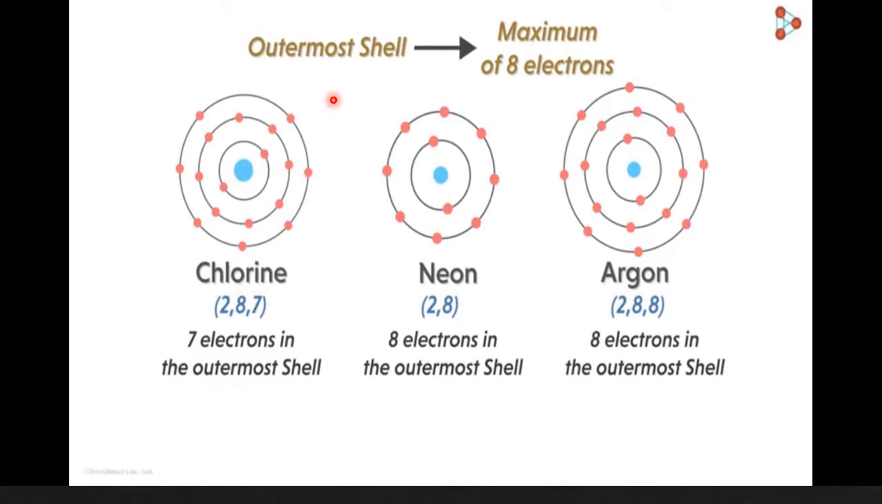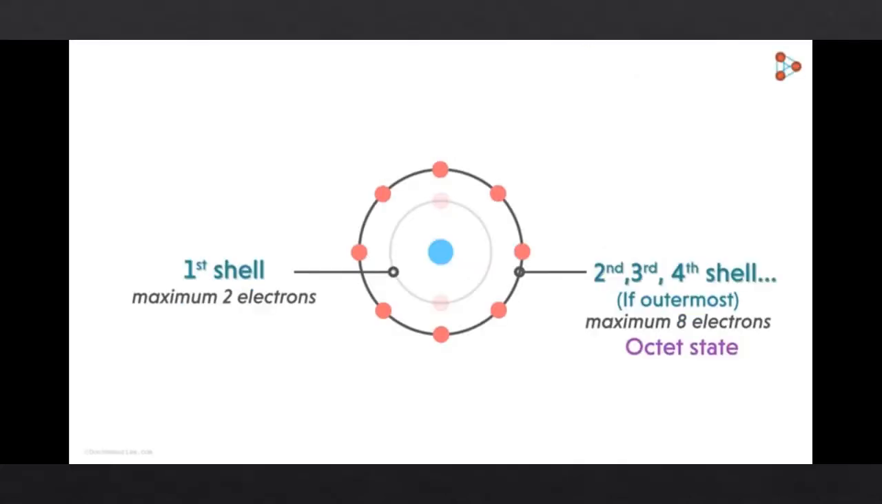As you have seen, the outermost shell contains a maximum of 8 electrons. So the atoms having 8 electrons in their outermost shell, such as neon and argon, are stable. They don't need to react with other elements. Chlorine has 7 electrons in its outermost shell, meaning it needs 1 electron to complete its octet. That 1 electron may be gained by sharing, or it can borrow electrons from other atoms.